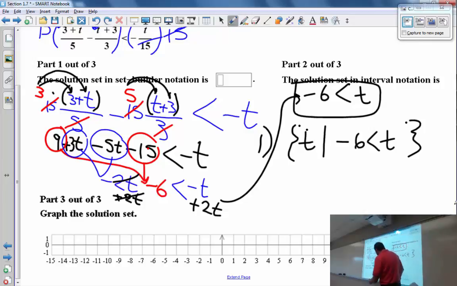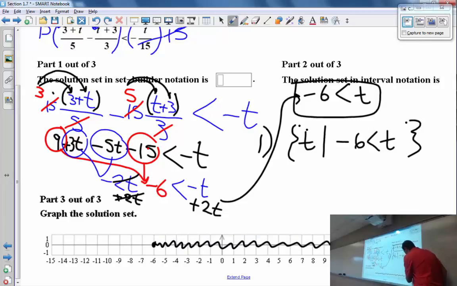Alright, so I need to mark minus 6 and color everything more. Okay? And now, what do I put on this side? This guy. Parentheses. Why? No equal sign, because of no equal sign. Alright? Now let's make the interval notation.